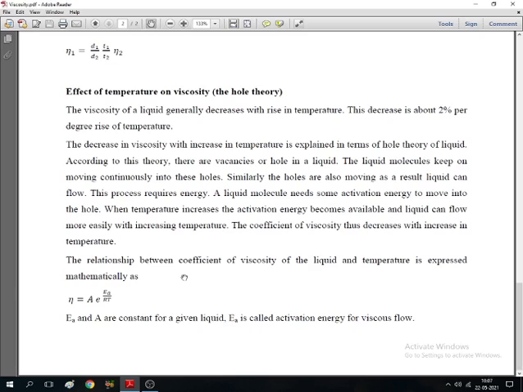Now in this way there is an effect of temperature on viscosity, like that on surface tension. Viscosity also decreases with increase in temperature. Now this is about the effect of temperature on viscosity. Now we will stop here. Thank you.